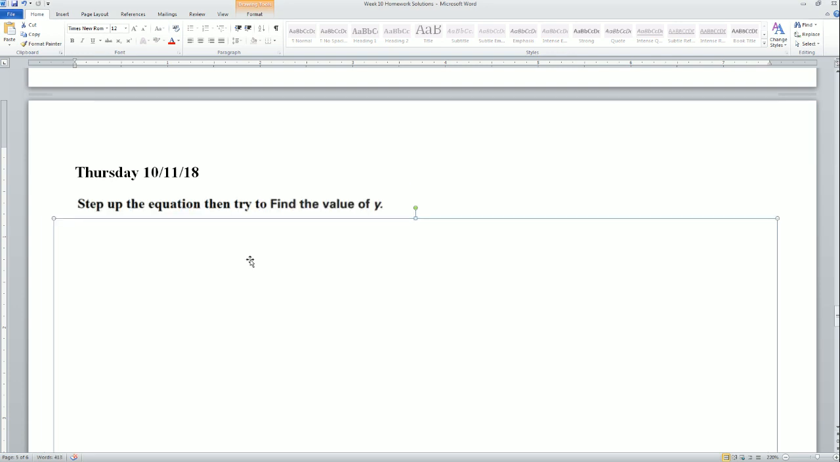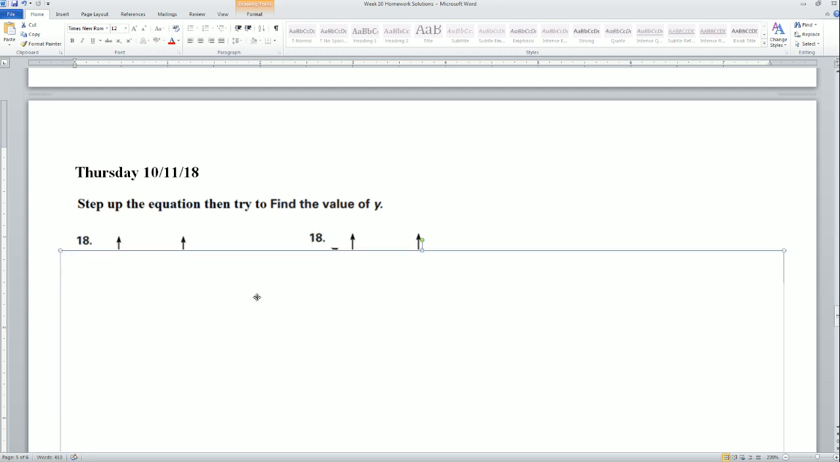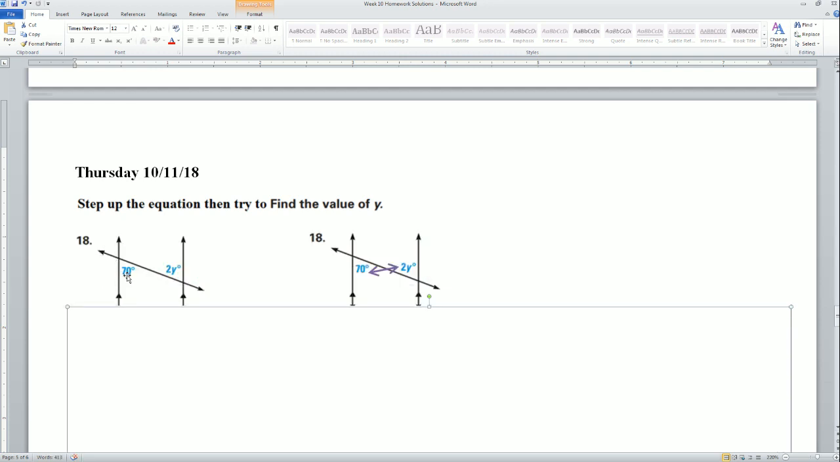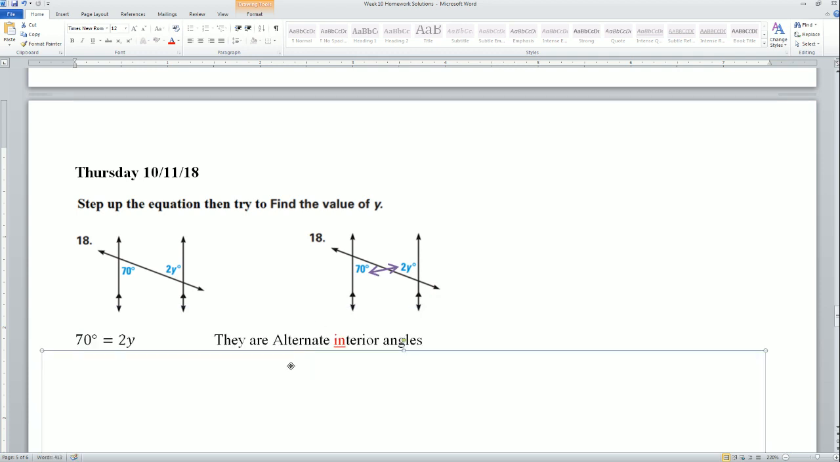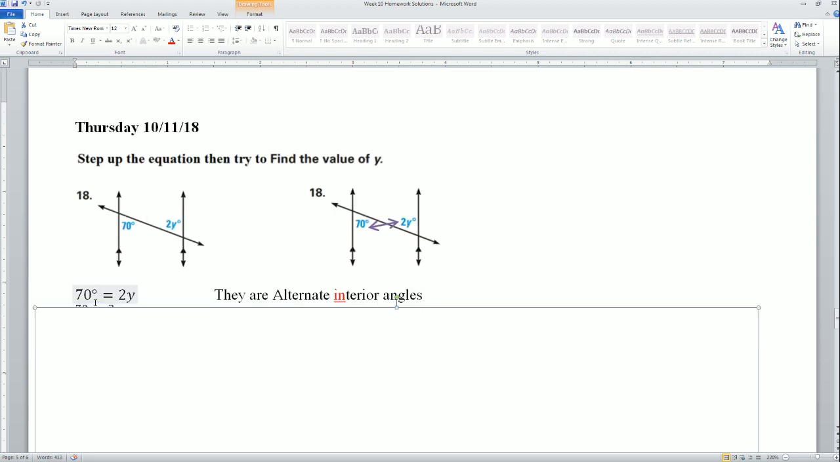It says to set up the equation, then try to solve and find the value of y. Alright, so we have 18 here. 70 and 2y degrees. I indicated here that they are alternate interior angles. That means they are congruent, they're the same value. So that's why I can set them equal to each other because they are alternate interior angles.